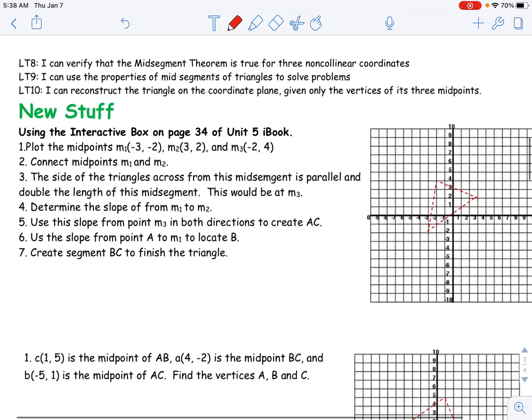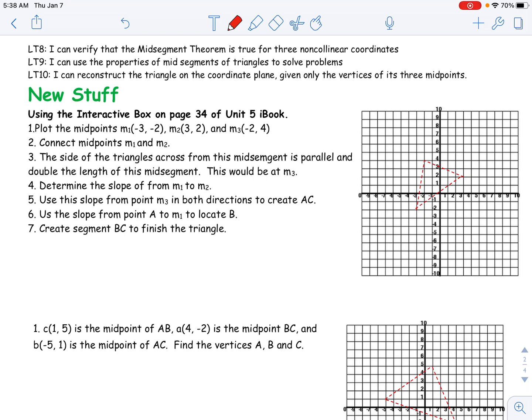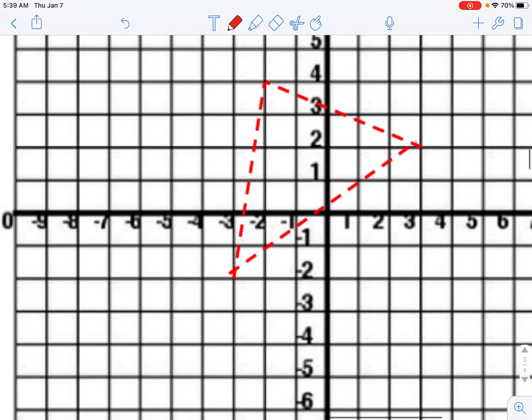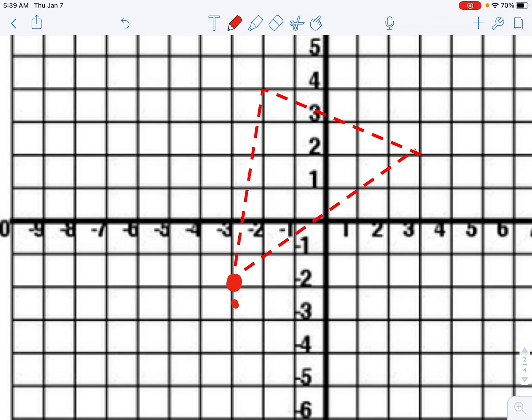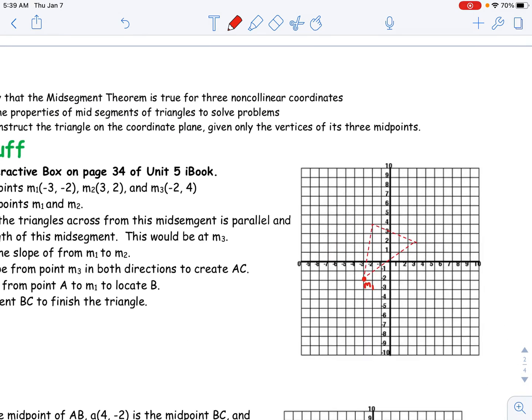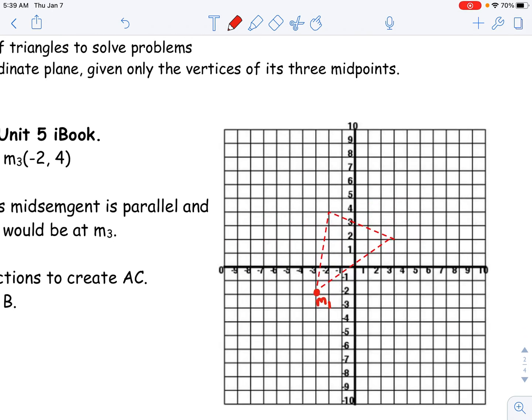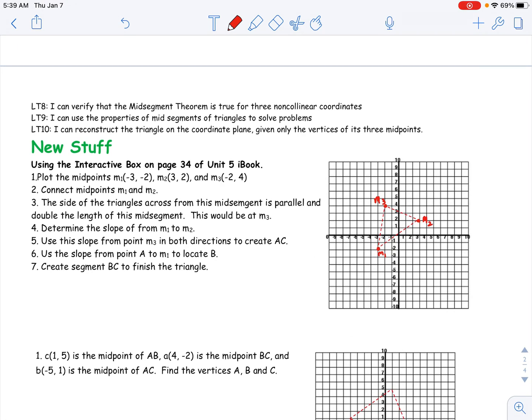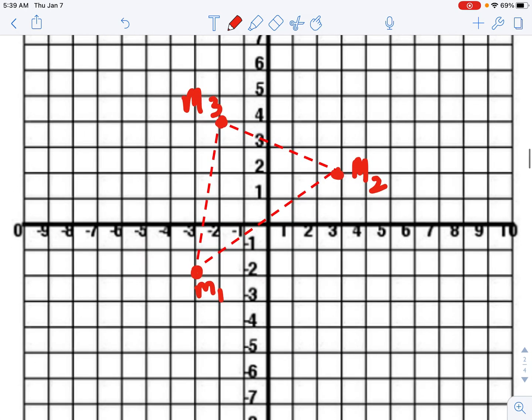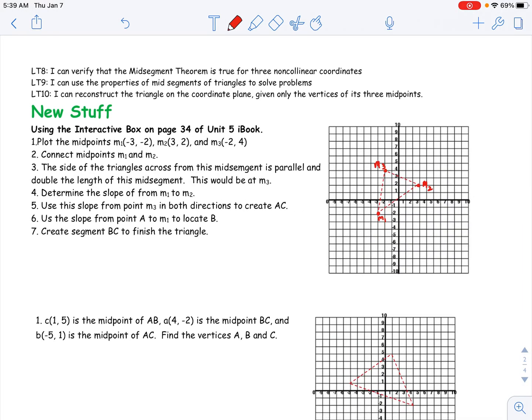Now, let's do some new stuff. Alright. So this is going to be kind of piggybacking off of yesterday, but now this is a mid-segment. We'll call this midpoint 1, M sub 1. M sub 2 is over here. M sub 3. Alright, so this is a mid-segment triangle. So if you remember from yesterday, we had a triangle, then we found the mid-segments. Now we have the mid-segments, and now we're going to find the original triangle.